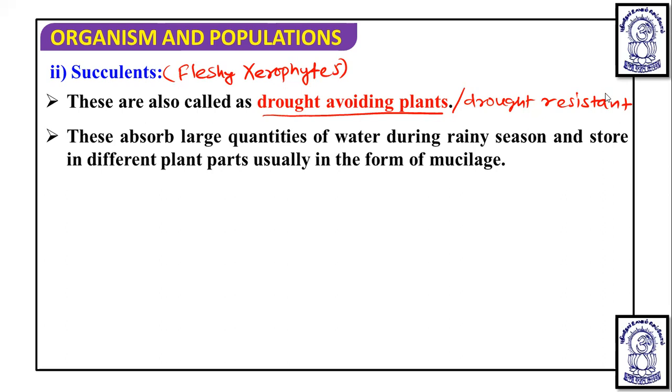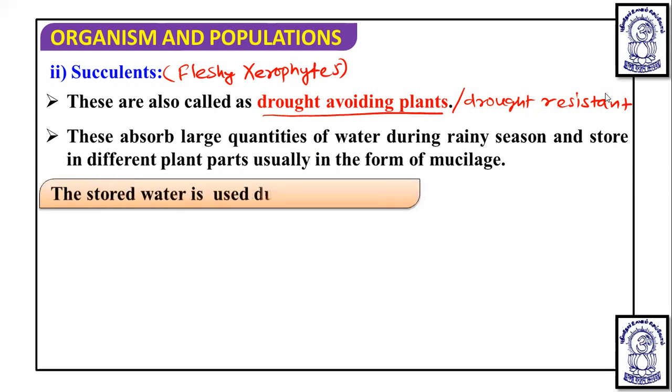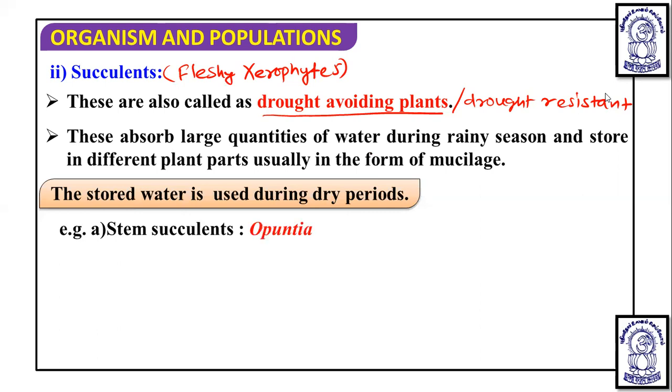So when there is any mechanical injury, they suffer only externally. And in water scarcity also they suffer only externally. Because of this they are known as drought avoiding or drought resistant. Drought cannot harm them, so the stored water is used during the dry periods. Water can be stored in the stem, leaf, and the root.